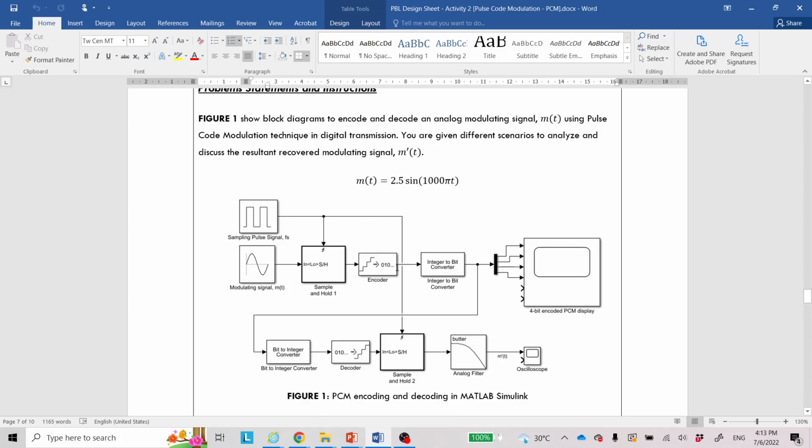Okay, this is the suggested block diagram. Okay, you can use this to produce the output, no problem. If you want to add more to the blocks, it's up to you.